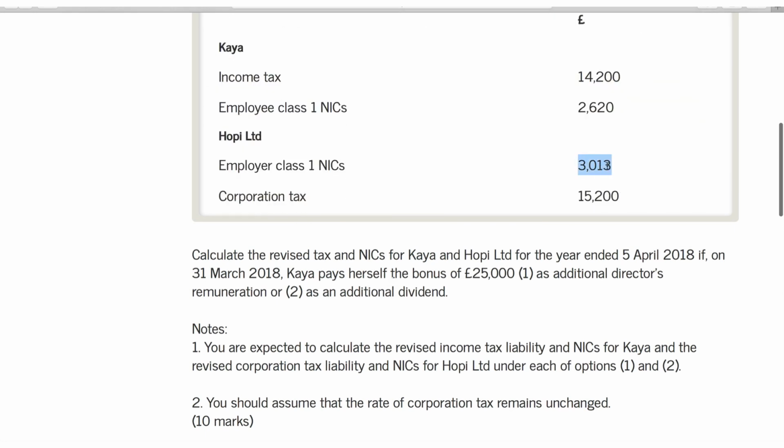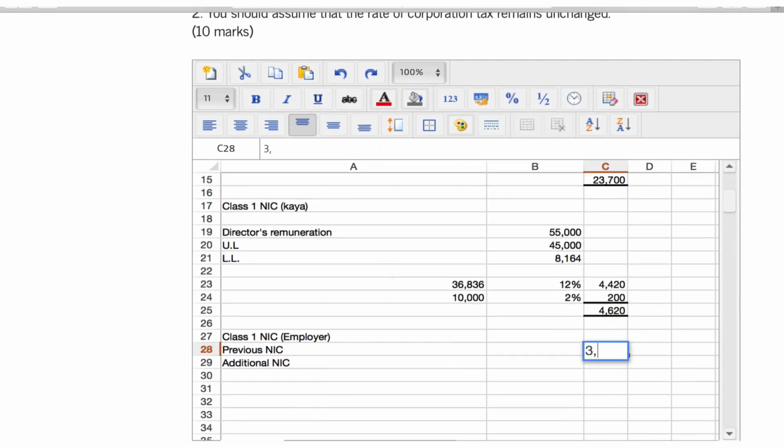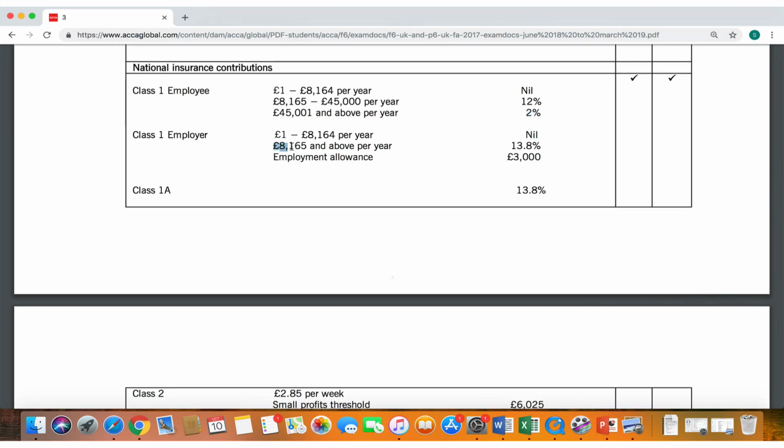It was 3013. So let's put that in where we need to. The previous NIC is 3013. And on the additional 25,000, what is actually going to be paid? Well, let's look at our limits again. For the employer, anything above 8165 is at 13.8%, and they already had a salary of 30,000, the remuneration of 30,000. So this remaining 25,000 will of course be at the 13.8%.